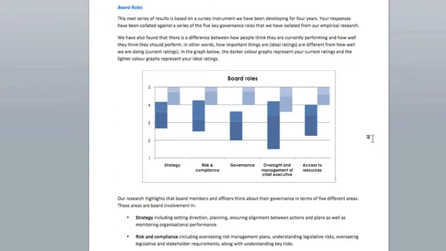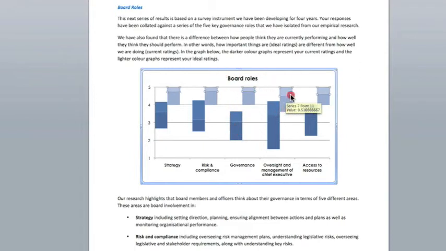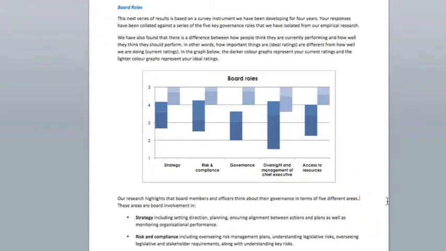So what we did was develop a method where we asked two questions. We asked, how important is this role? And we also asked, how well are we doing? The lighter bars here are how important we think this particular role is. The darker ones tell us how we think we're going. And what this gives us is a snapshot of how our board or management committee is performing across the series of roles with respect to how well we think we should be reporting.